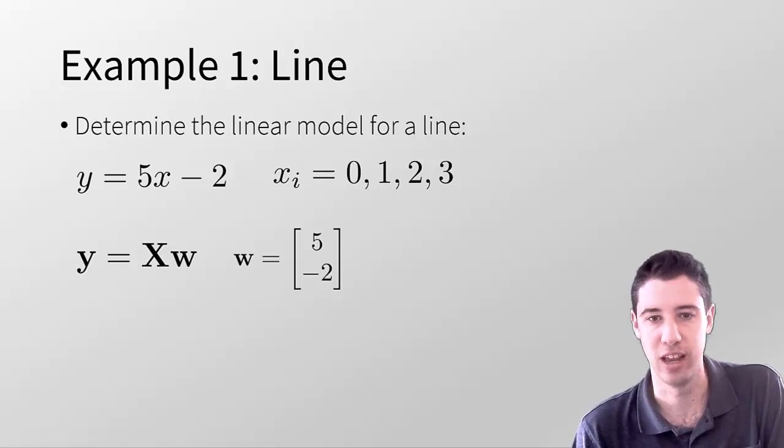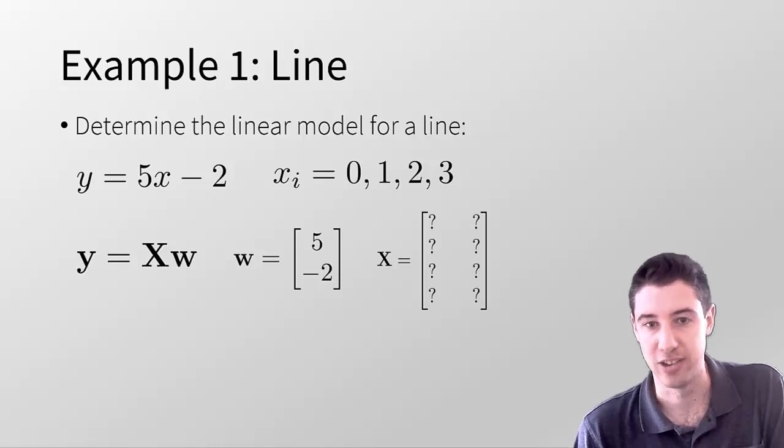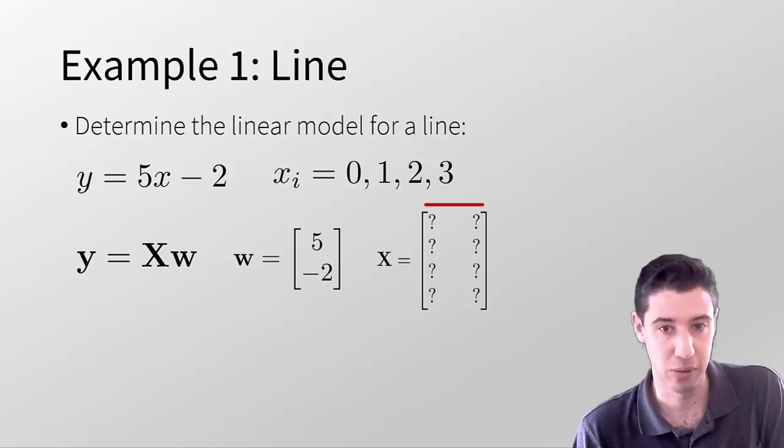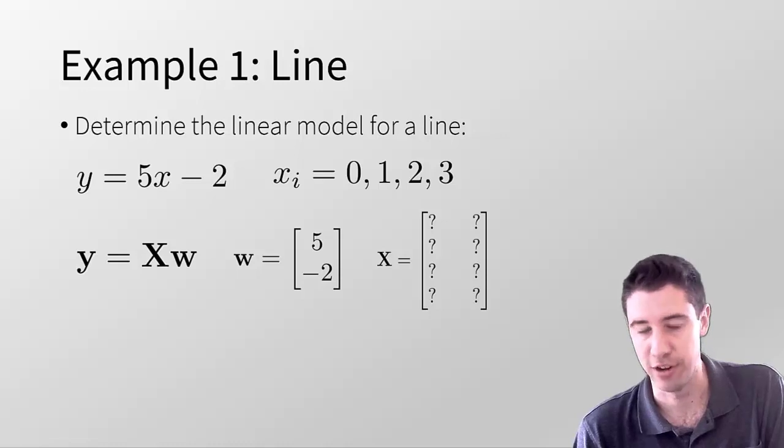The coefficients of our linear model are 5 and -2, corresponding to the slope and y-intercept of the line, respectively. Next, we need to construct our input matrix. As a reminder, we will need a row for each set of inputs, thus we will need 4 rows. The number of columns must match the number of weights, thus we will have 2 columns. Therefore, our input matrix is going to be 4 by 2.